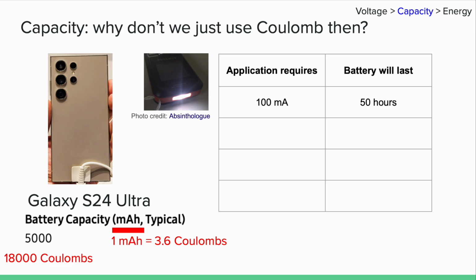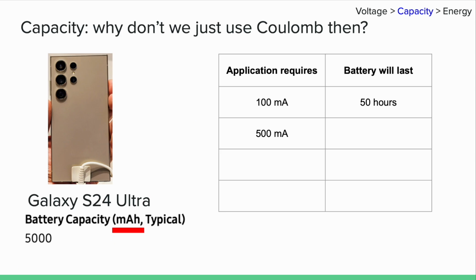I know that because 100 milliamps times 50 hours equals 5,000 milliamp hours, which is all the capacity the battery can hold. So if I asked you how long the battery would last if it was discharging at 500 milliamps of current, you can divide the capacity by the current to get hours. Milliamp hours divided by milliamps cancels out the milliamp, and you're left with hours. In this case, it will be 10 hours.